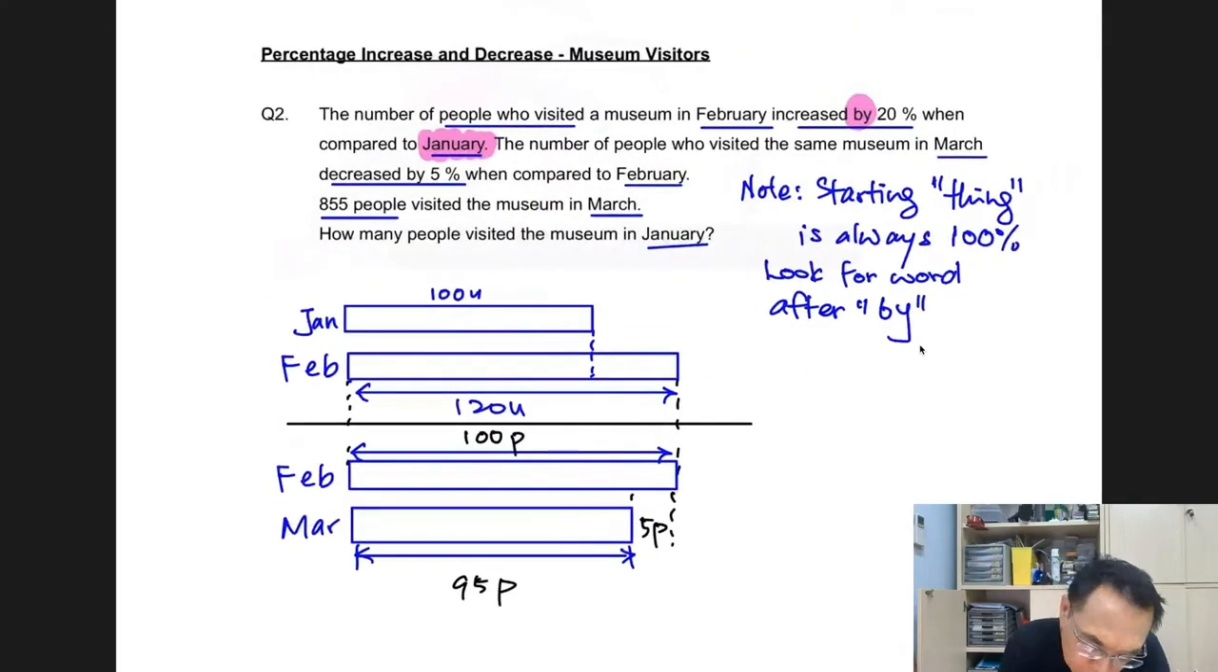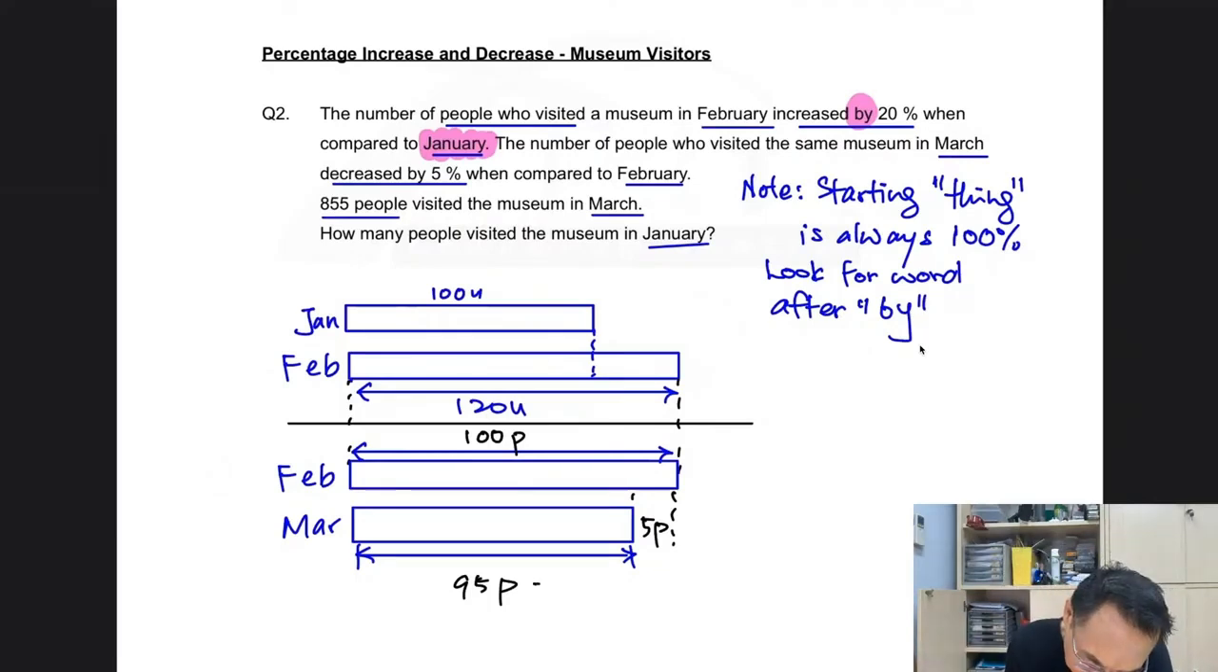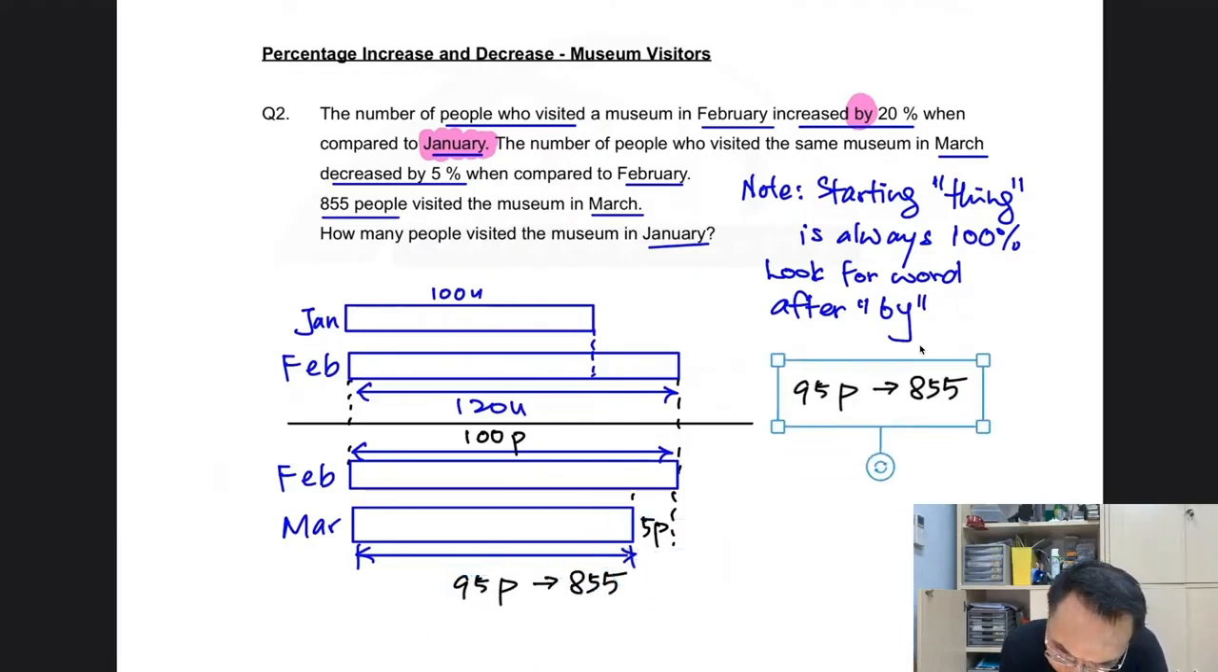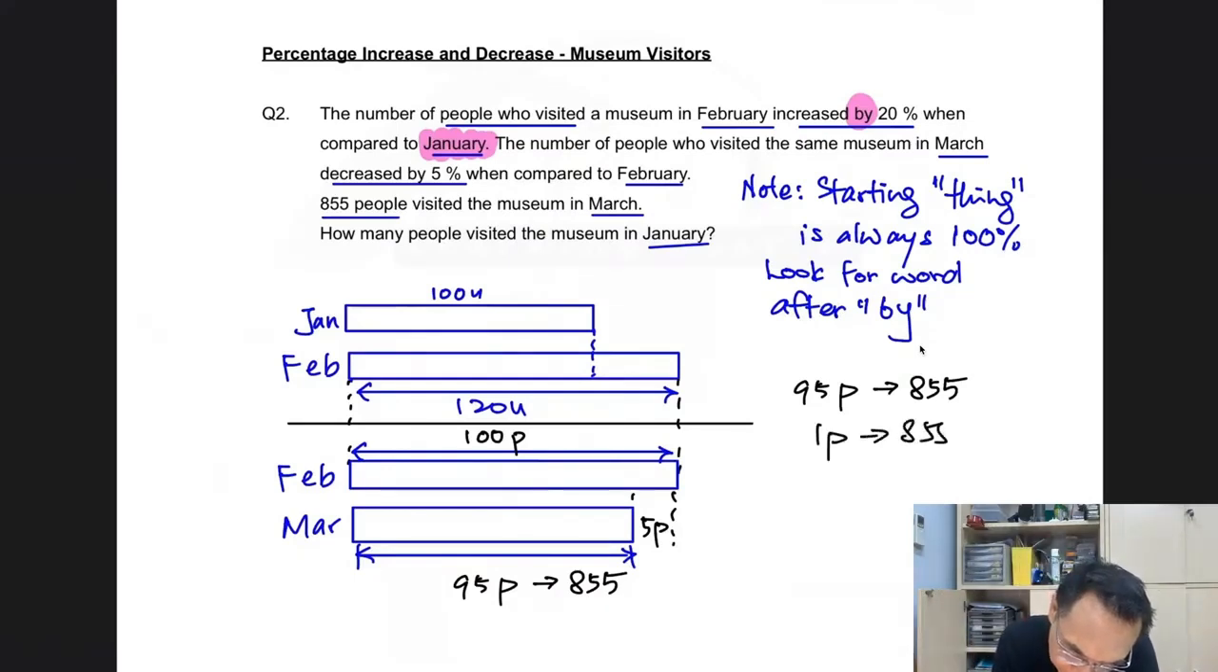Okay, then now they tell you this 855. Okay, children, 855 is how many parts? Yes, very good. Yes, 95. This is 855. If this is 855, find one part. And then find February. Come, give me. February is how much? Yes, fantastic. So one part is 855 divided by 95. This will give you 9.